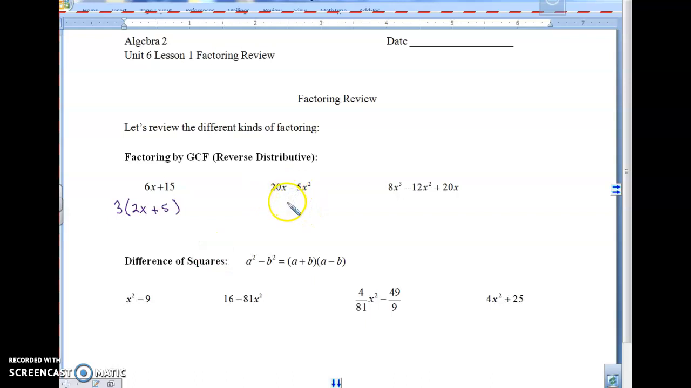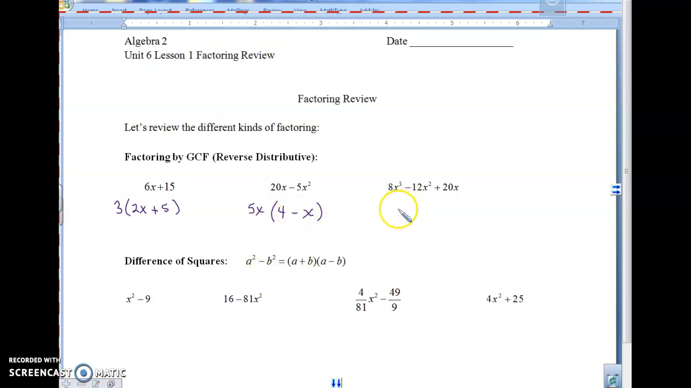Now remember, your GCF can be a number, or it can be a variable, or it can be both. So if I look at 20x minus 5x squared, your GCF for this is actually going to be 5x. Factor out the 5x, 20x divided by 5x is 4. Negative 5x squared divided by 5x is negative x. And again, you can always remultiply to make sure that you're right.